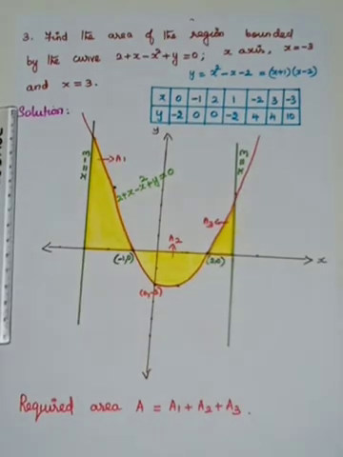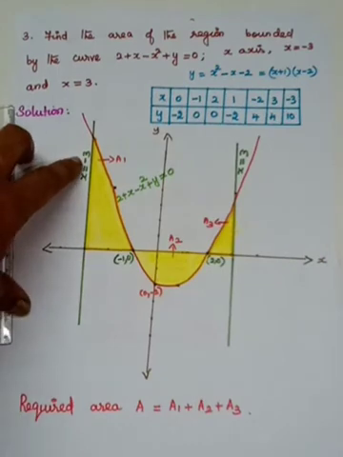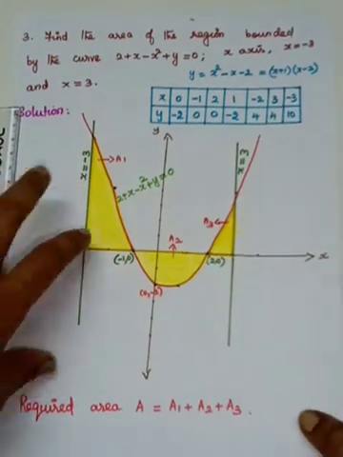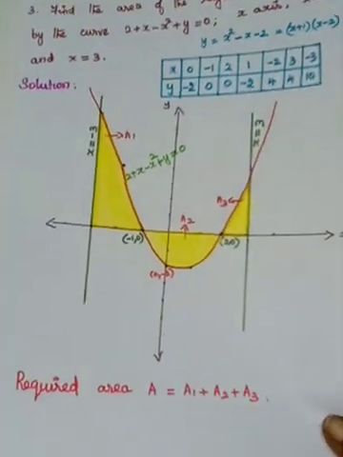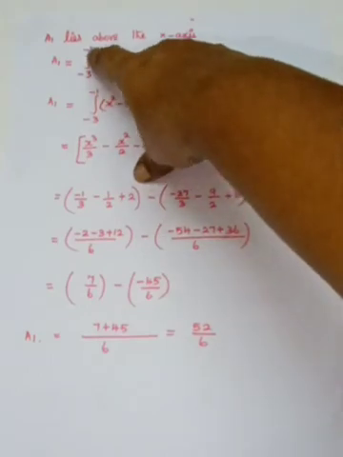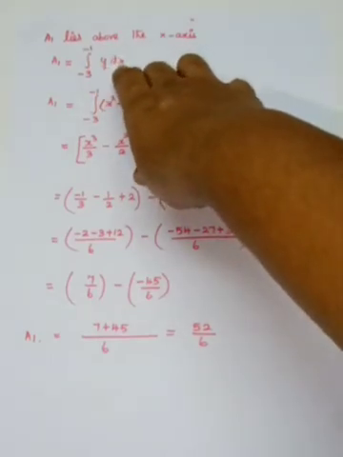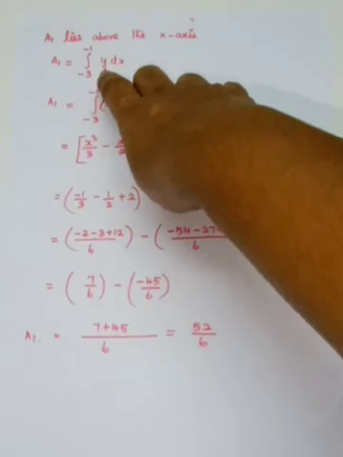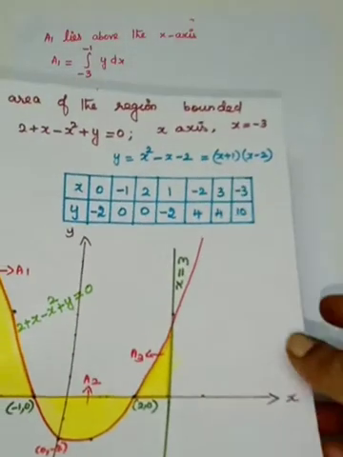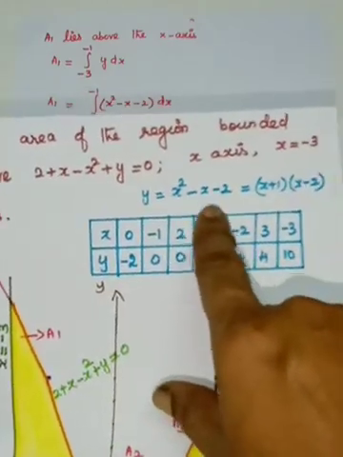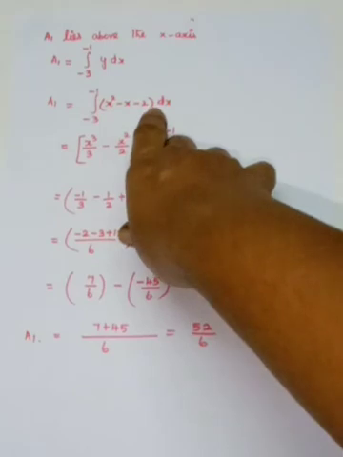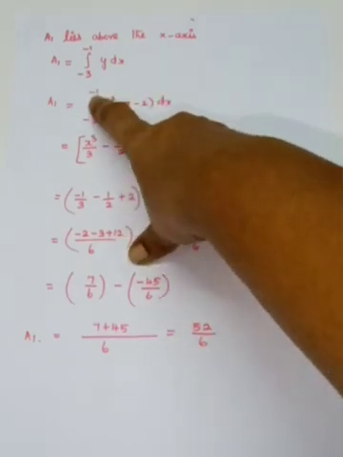So for A1, x equal to minus 3 to x is equal to minus 1. So A1 lies above the x-axis. So A1 is equal to integral minus 3 to minus 1 y dx. Okay, limit is written. You have to find out y. So y has to be taken from the curve. What is y? Already we have written x squared minus x minus 2. So it is written here into dx. So you have to integrate.